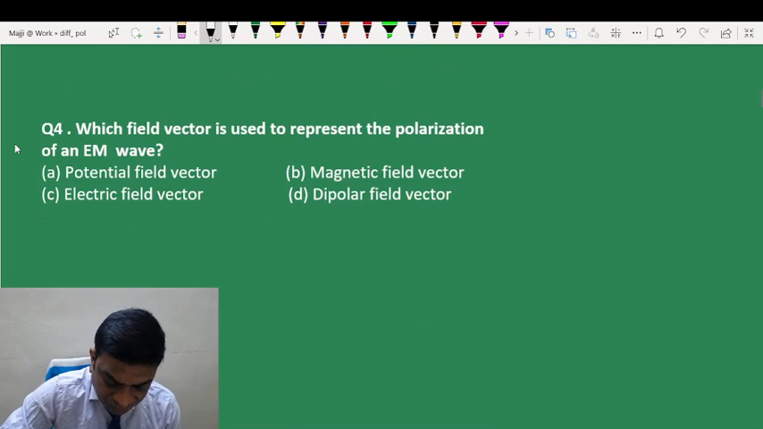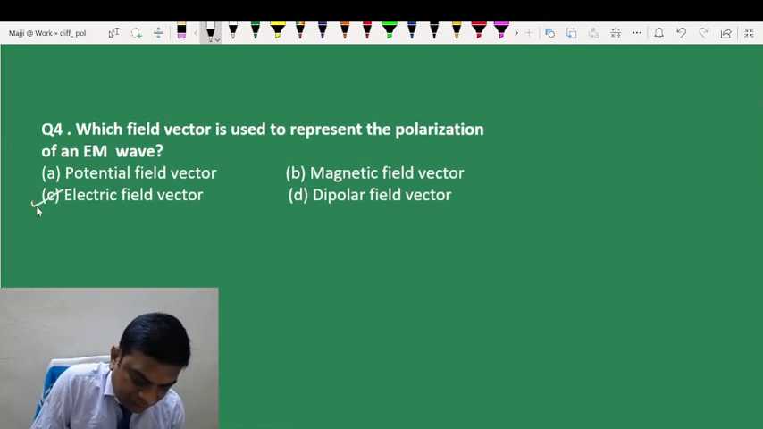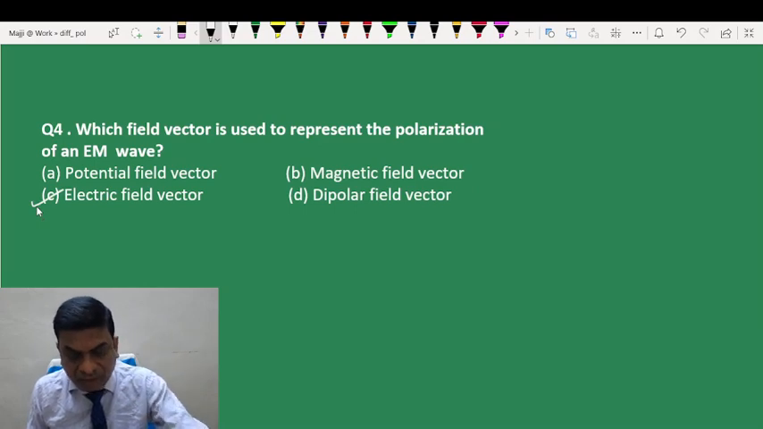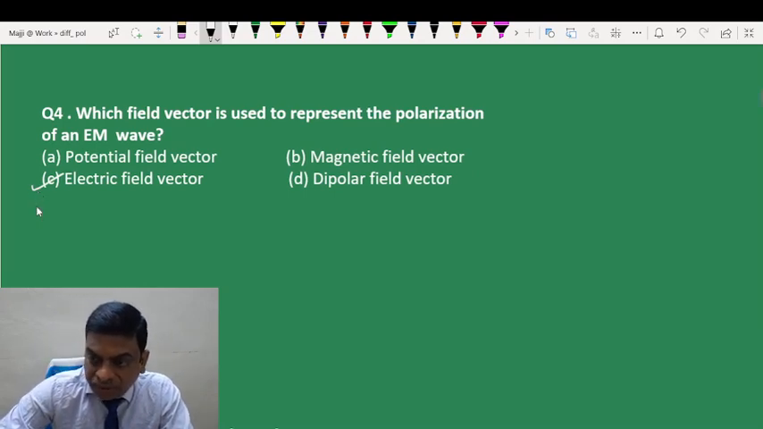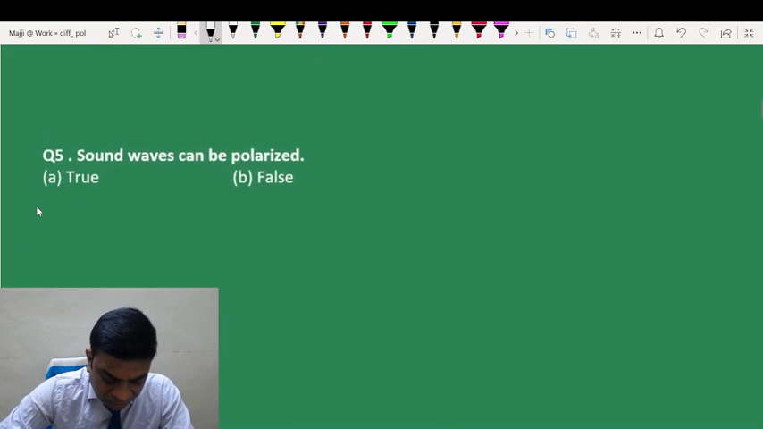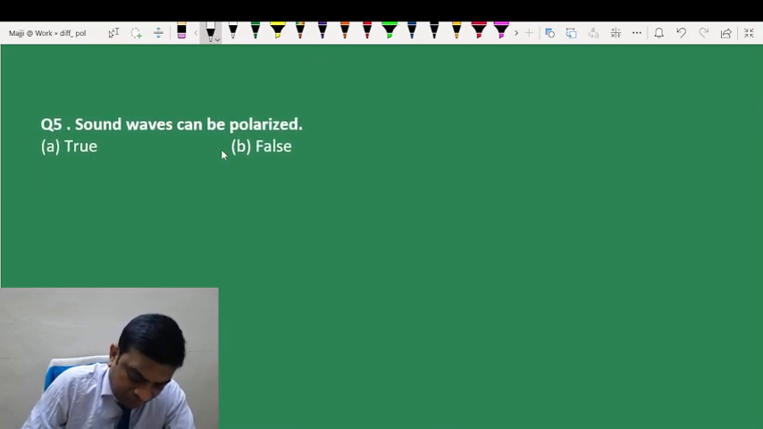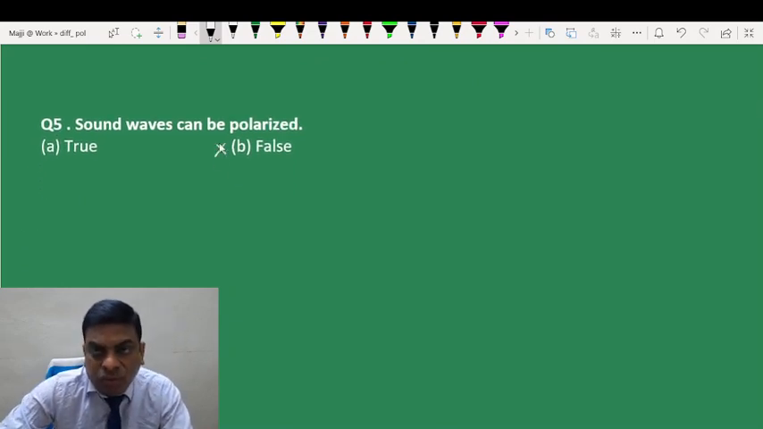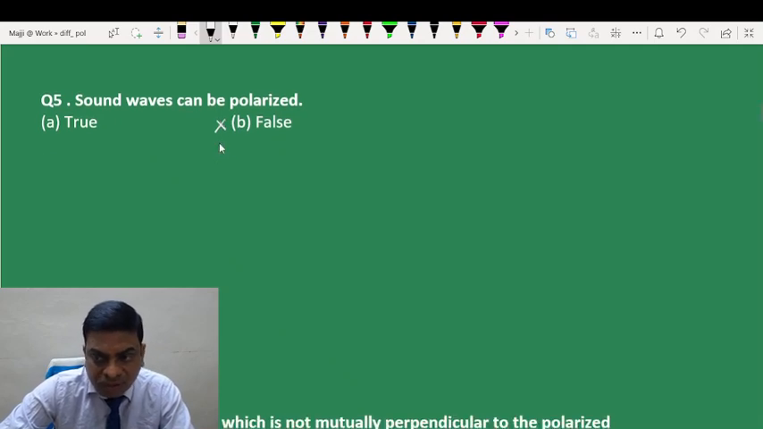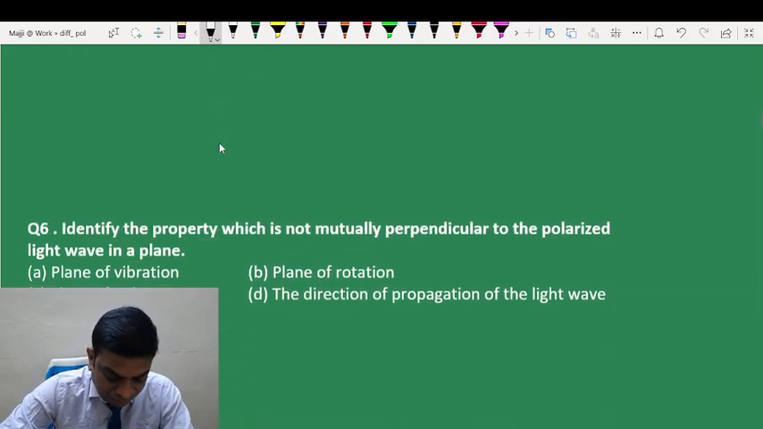Coming to question 4, which field vector is used to represent the polarization of EM wave? We discussed that only the electric field vector is used to represent the polarization of an EM wave. Sound waves can be polarized. False. We have learned this. Only transverse waves can be polarized. Sound waves are not transverse, so they cannot be polarized.